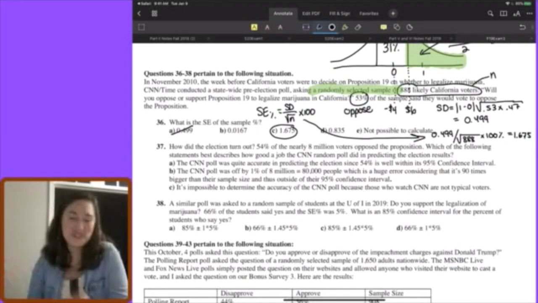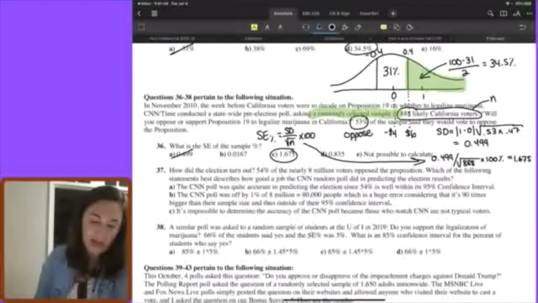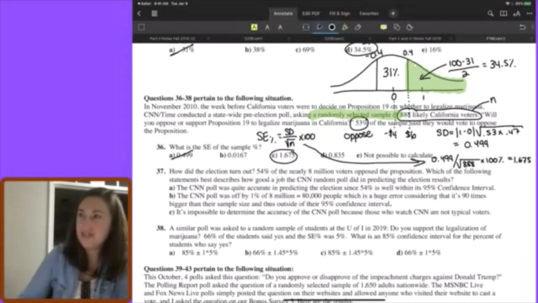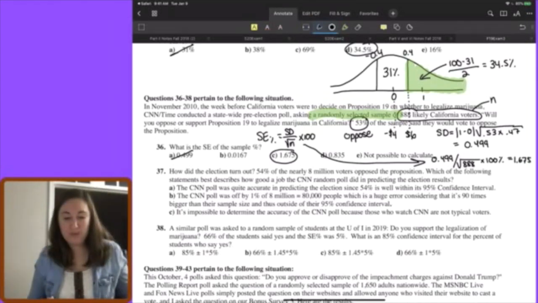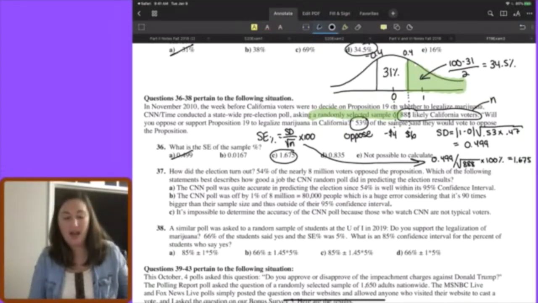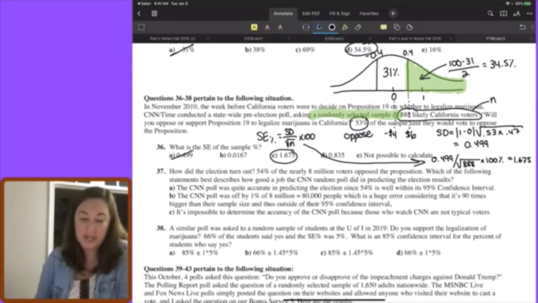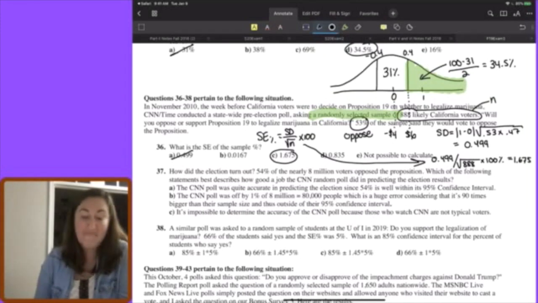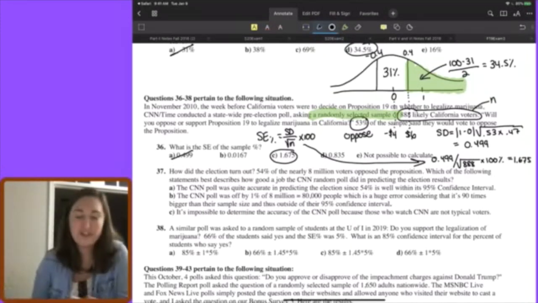All right, how did the election turn out? It says, for the actual election, 54% of the nearly 8 million voters opposed the proposition. So we got in our sample that 53% opposed, and then in the actual election, they got 54%. So we were pretty close. We had a good estimate.